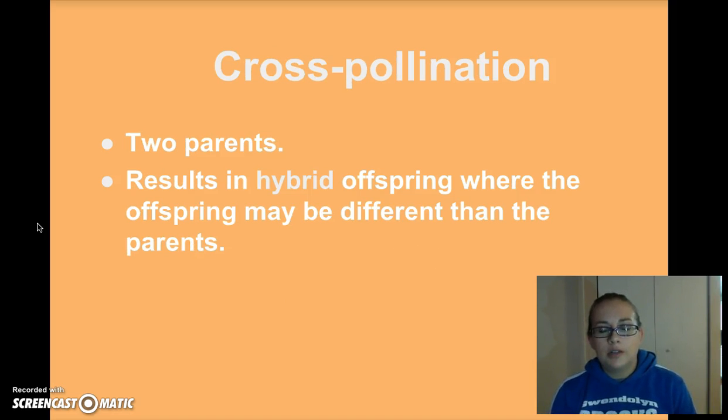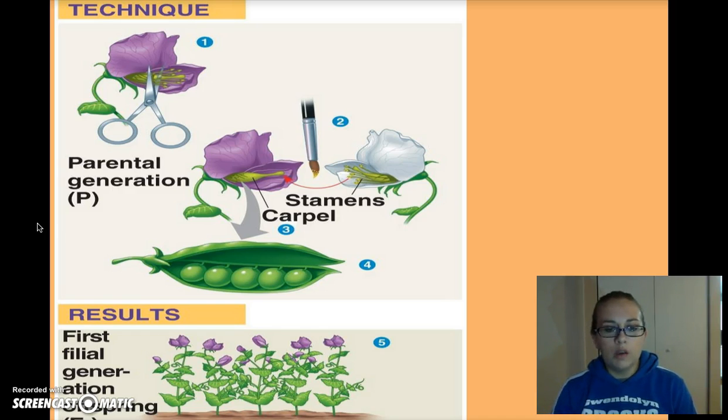So cross-pollination, what is this? It's when you have two parents, and so it results in hybrid offspring where the offspring may be different than the parents. And so this is really important. Peas naturally self-pollinate, but you can manipulate them in order to cross-pollinate them, which is what Mendel did. So this is a diagram of how he cross-pollinated the plants.